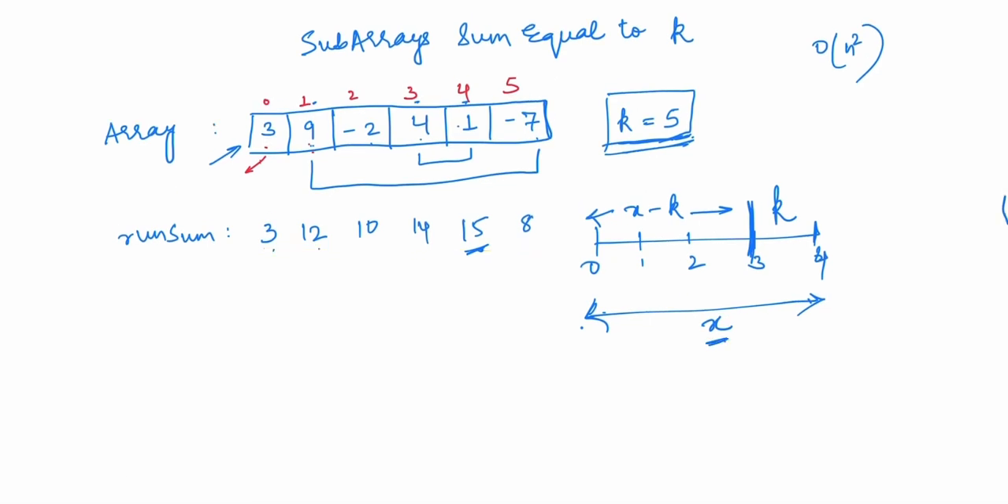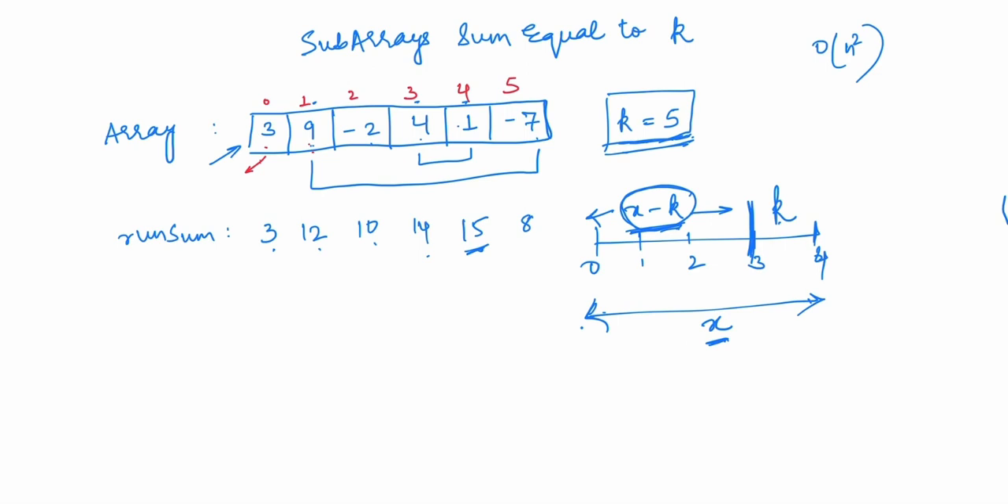So we know x, right? We are storing the running sum. Okay, so we know x. We know k as that is already given in the question. Now the point is, if somehow we come to know what is x minus k at any index i, we will be able to count the subarrays which will sum up to k. So we will get this value with the help of a hash map. Now I'll tell you how.